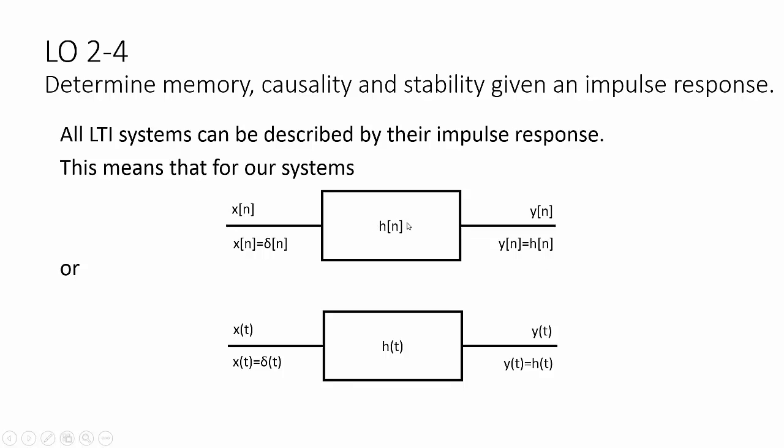This impulse response, whether it's discrete time or continuous time, contains lots of information about our system, including the information about whether the system has memory, is causal, or is stable. Those are 3 of our 5 system properties that were introduced in Chapter 1. The other 2, linearity and time invariance, we know are satisfied because we've defined this to be an LTI system.